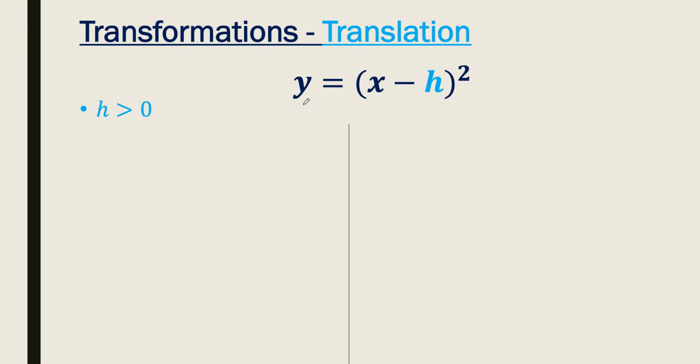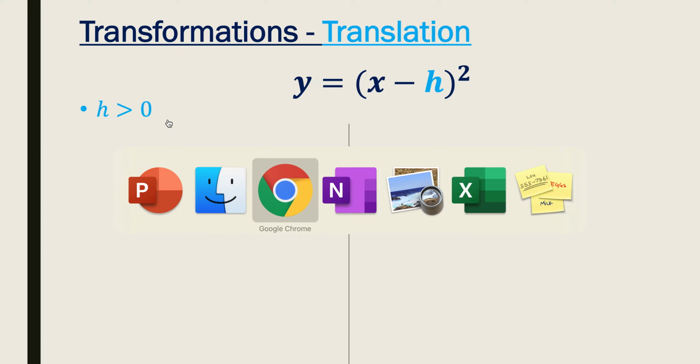So this time what is happening is that notice that I have y equals (x take away h) squared, and this h is inside that bracket. So this h is affecting directly this x and is being affected by this power of 2 as well. So this is what implies that the translation is going to be different. So we have h that is positive, so it's going to be greater than 0. So let's go and see what happens.